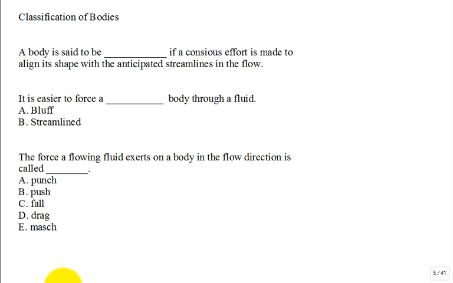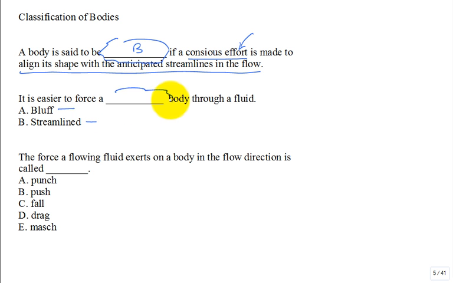Classification of bodies. A body is said to be blank if a conscious effort has been made to align its shape with the anticipated streamlines in the flow. Well, what type of body is that, where they are designing it such that, like the shape of an automobile? Aerodynamic body? Sure. But is it a bluff body or a streamlined body? It's a streamlined body. So it's easier to force a blank body through a fluid.